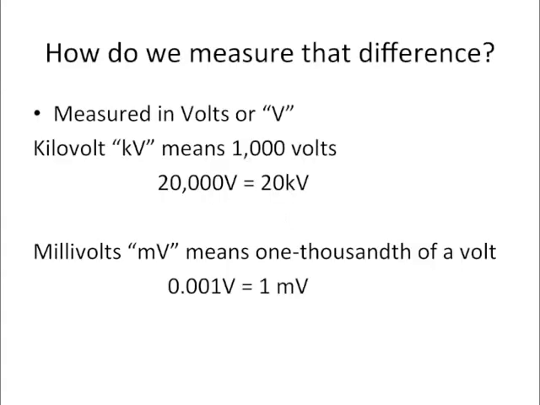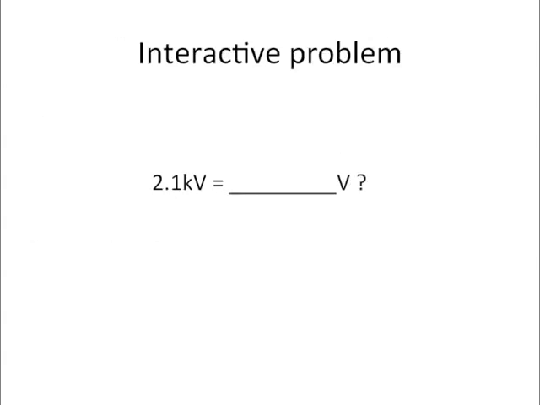So how do we measure that difference? We measure it in volts, and we use kilovolts to mean 1,000 volts, or some kind of very large number of volts, like 20,000 or 30,000 volts. We also use millivolts to mean a 1,000th of a volt. So if we're measuring a really small voltage, we measure that in millivolts. So 1 kilovolt equals 1,000 volts, and 1 millivolt equals a 1,000th of a volt.